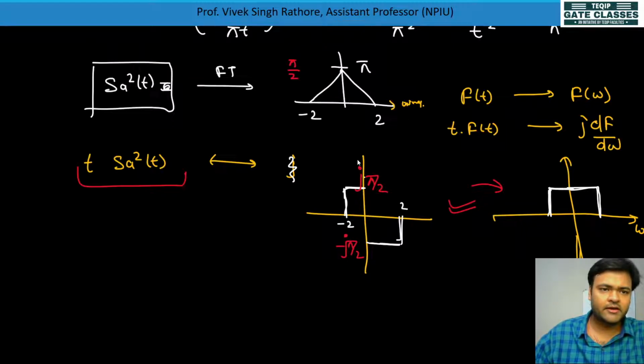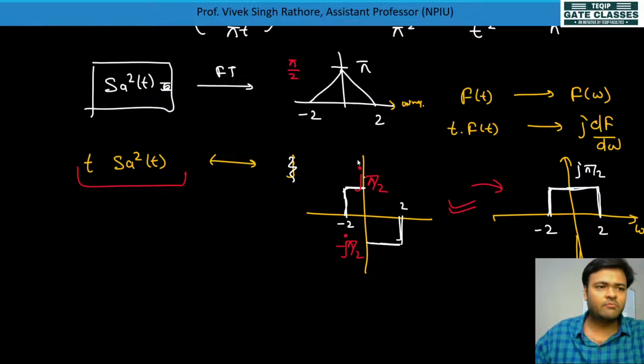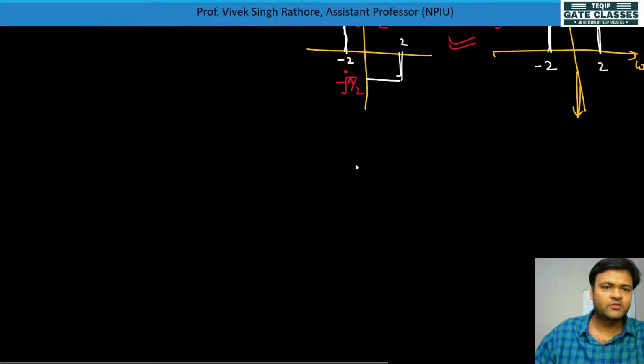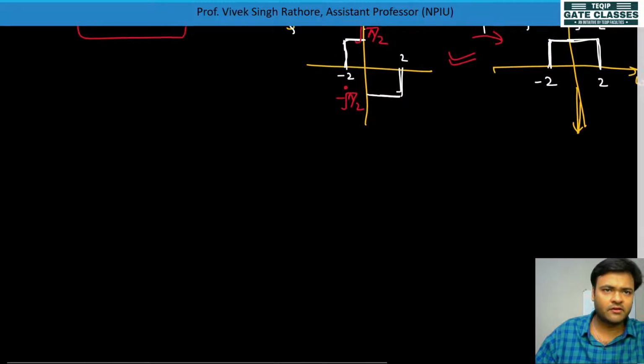From minus 2 to 2, the magnitude will be j pi by 2 only, because it is positive. So this is actually mod of f omega, if this was f of omega. Now you need to do the integration, which you can do easily. So I'll shift right here.